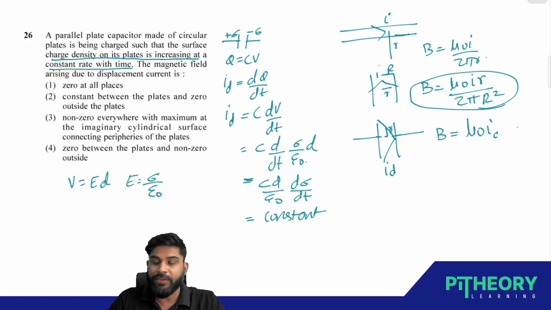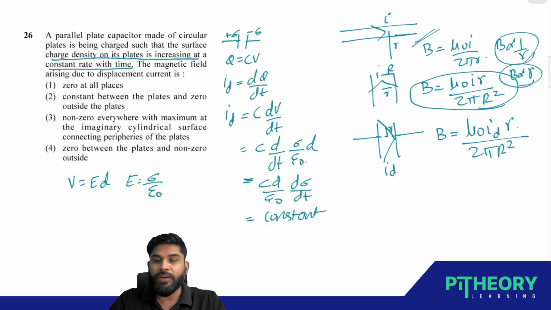Mu naught id, where id is the displacement current, into r divided by 2 pi r square, where r is the area of the parallel plate capacitor, you can tell. Okay, now what will be the situation here? See, this relation actually tells from the surface of the conductor, the first relation, from the surface of the conductor, the magnetic field is inversely proportional to r, but this is telling what? B is proportional to what?